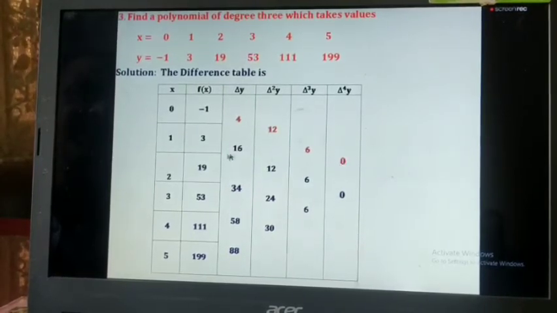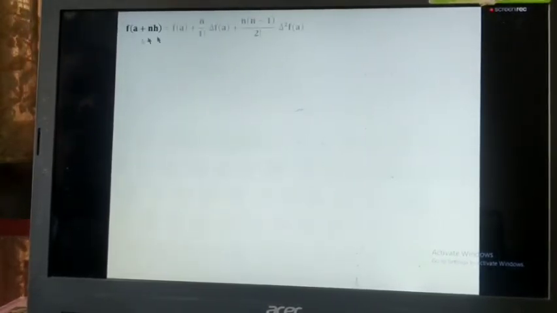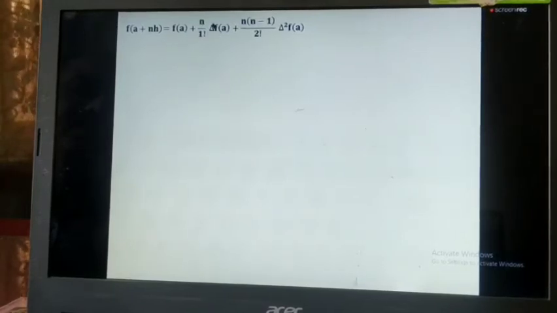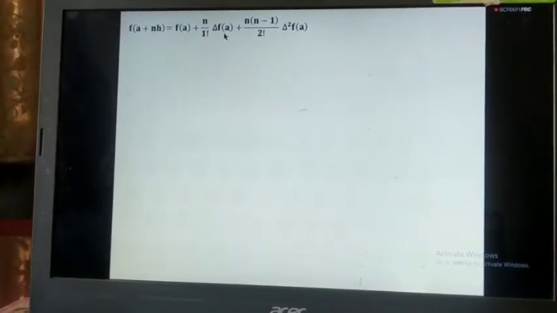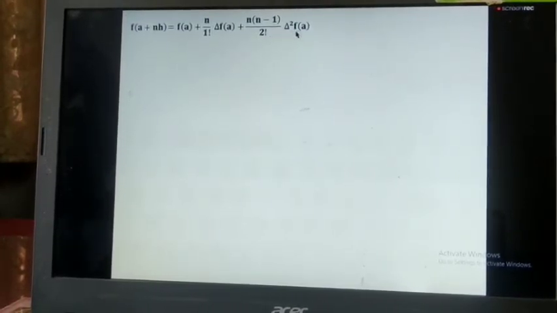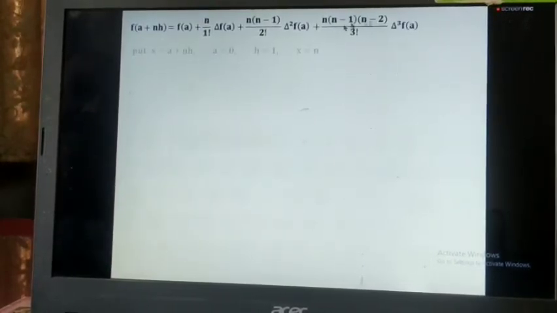With the help of the Taylor series, or by means of a theorem, we go for the polynomial formula: f of a plus nh equals f of a plus n into delta f of a plus n into n minus 1 divided by 2 factorial into delta square f of a. I am not taking the delta cube f of a term because delta cube f of a is 0 in the difference table. Otherwise it would be n into n minus 1 into n minus 2 by 3 factorial into delta cube f of a.